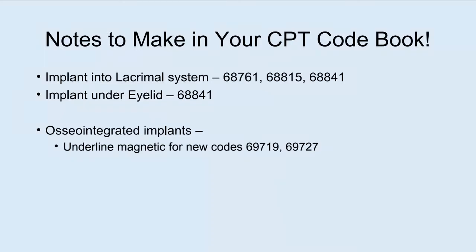So implant into lacrimal system, 68961, 68815, 68841, implant under eyelid, 68841. We talked about that implant. And the osseointegrated implants, underline the word magnetic for the new codes to help differentiate between those and the ones that are more of an implant, the ones we saw with the picture of a screw.